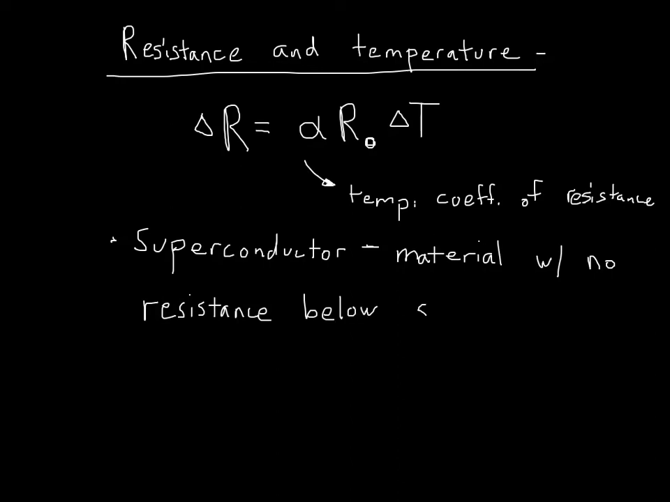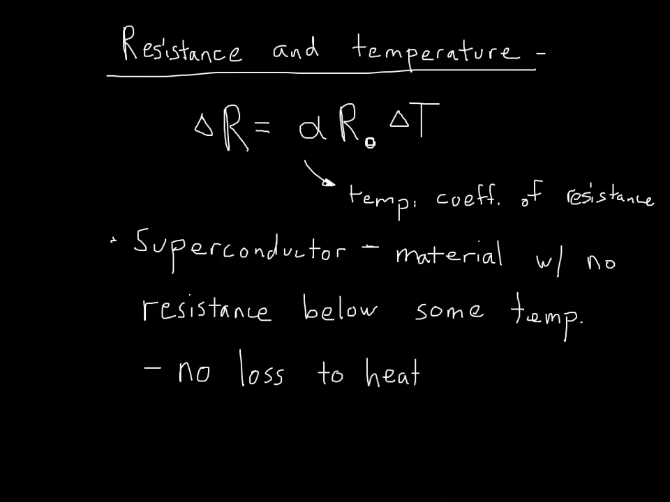Below some certain temperature, resistance becomes zero. If resistance is zero, that means no electrons are impeded from flowing. So electrons can move, current can move very, very well in a superconductor. There's no loss to heat. The collisions of electrons don't happen. No loss of energy to heat in a superconducting wire.